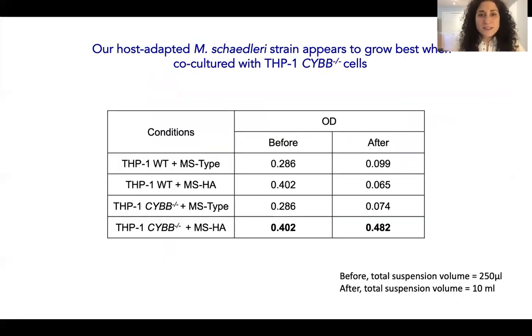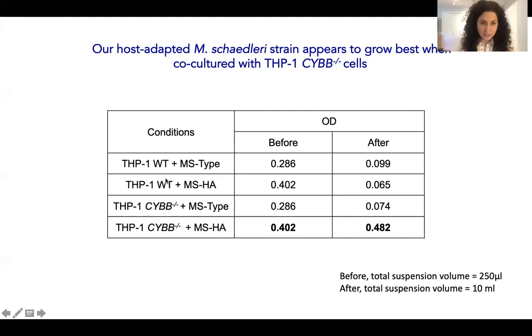To take this just one step further, and this is preliminary data, but thanks to a generous donation from Fabien Touzeau, we were able to do co-culture experiments between our M. chedlari strain and his THP1 CRISPR-modified cells. So THP1 are human monocyte cells, and Fabien's group developed a cell line that had a knockout for CYBB. So we compared wild-type THP1 with CYBB knockout THP1 cells, co-cultured with each of our M. chedlari strains.